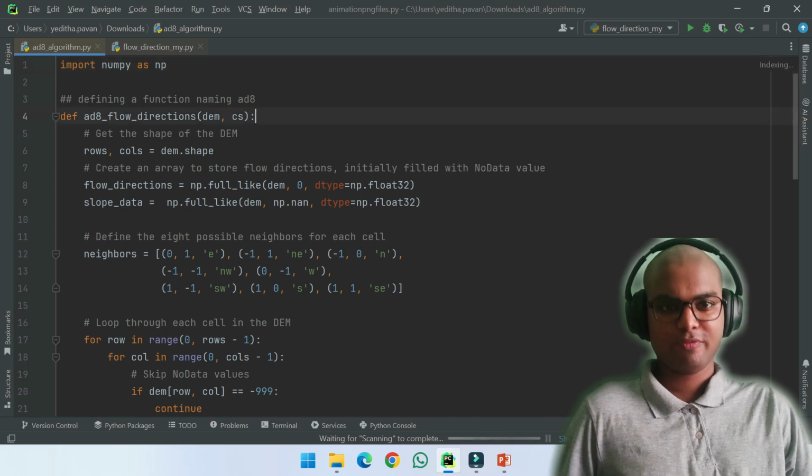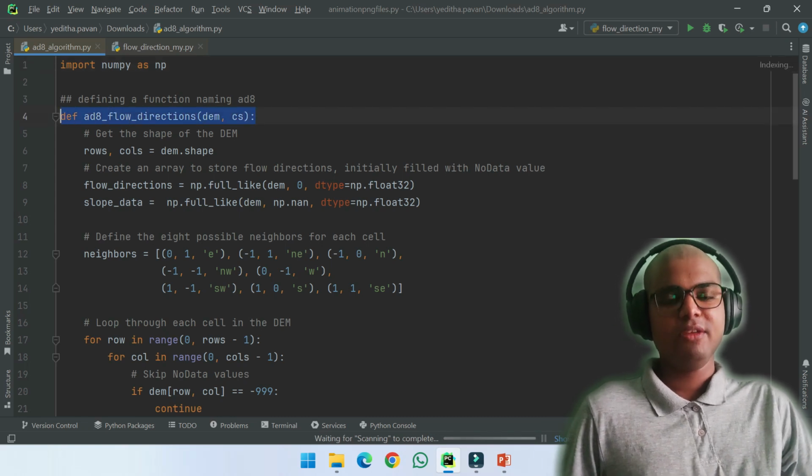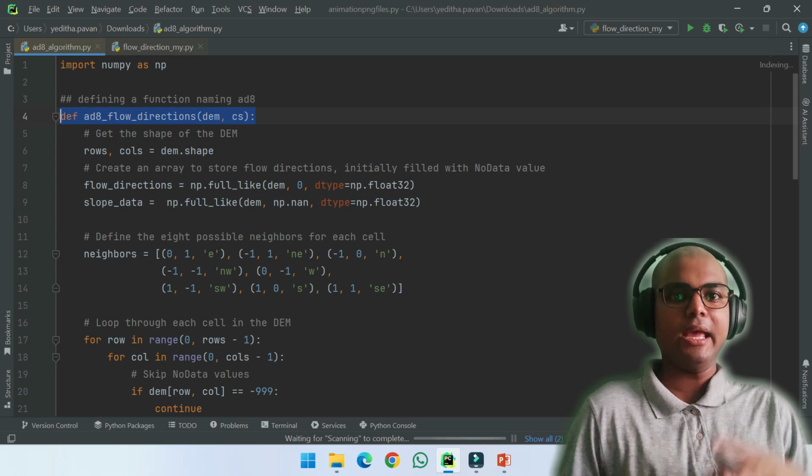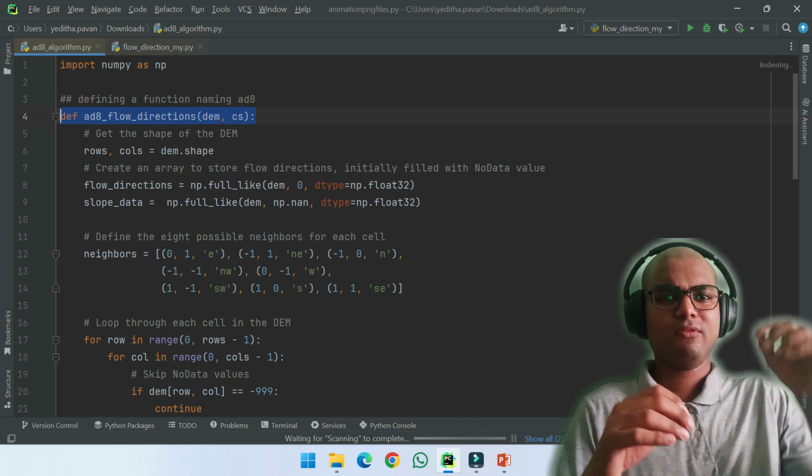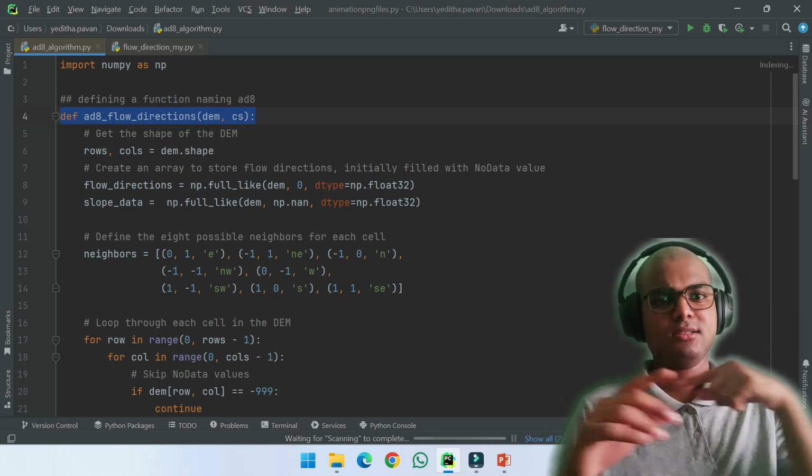Initially, starting off with the first line here, I'm defining a function naming it D8 algorithm. D8 algorithm simply means that for a certain cell we see the 8 directions.